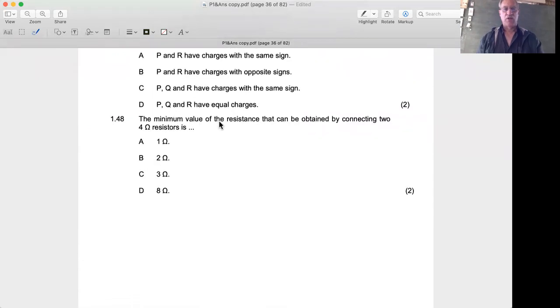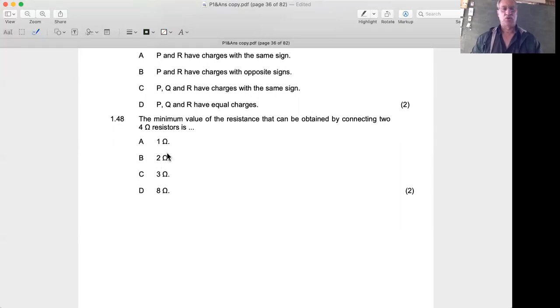The minimum value of the resistance that can be obtained by connecting two 4-ohm resistors is, okay, so what you've got to do is you've got to say 4 plus 4 is 8 is the maximum, and then 1 upon 4 plus 1 upon 4 is 2 upon 4, which is a half, and therefore it's going to be 2 when you invert it.